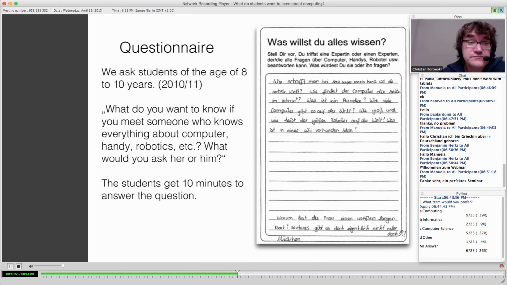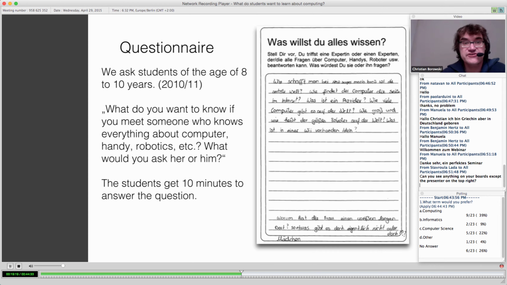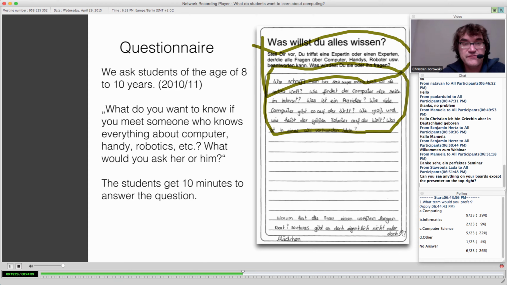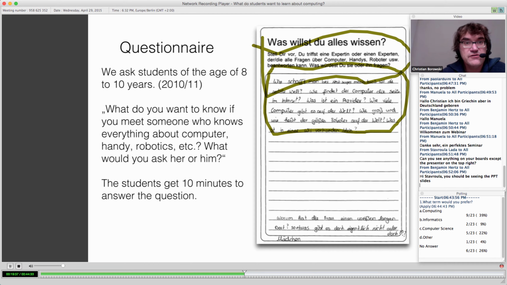We asked the students, what do you want to know if you met someone who knows everything about computers, handies, robotics, etc.? What would you ask him or her? And the students got 10 minutes to answer the question. You see a questionnaire here. It's in German. Here are some answers for those who are familiar with German. Maybe we look at it later.